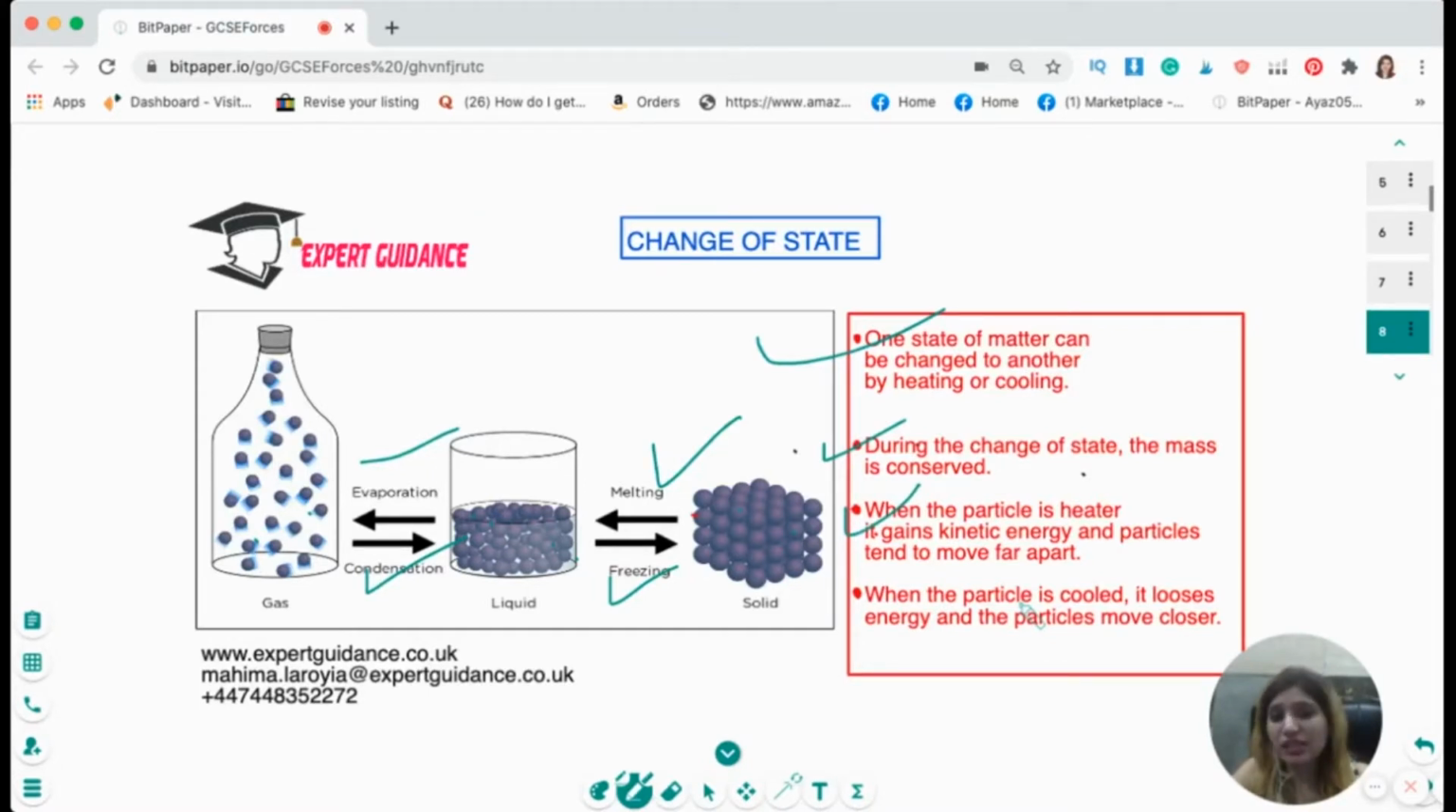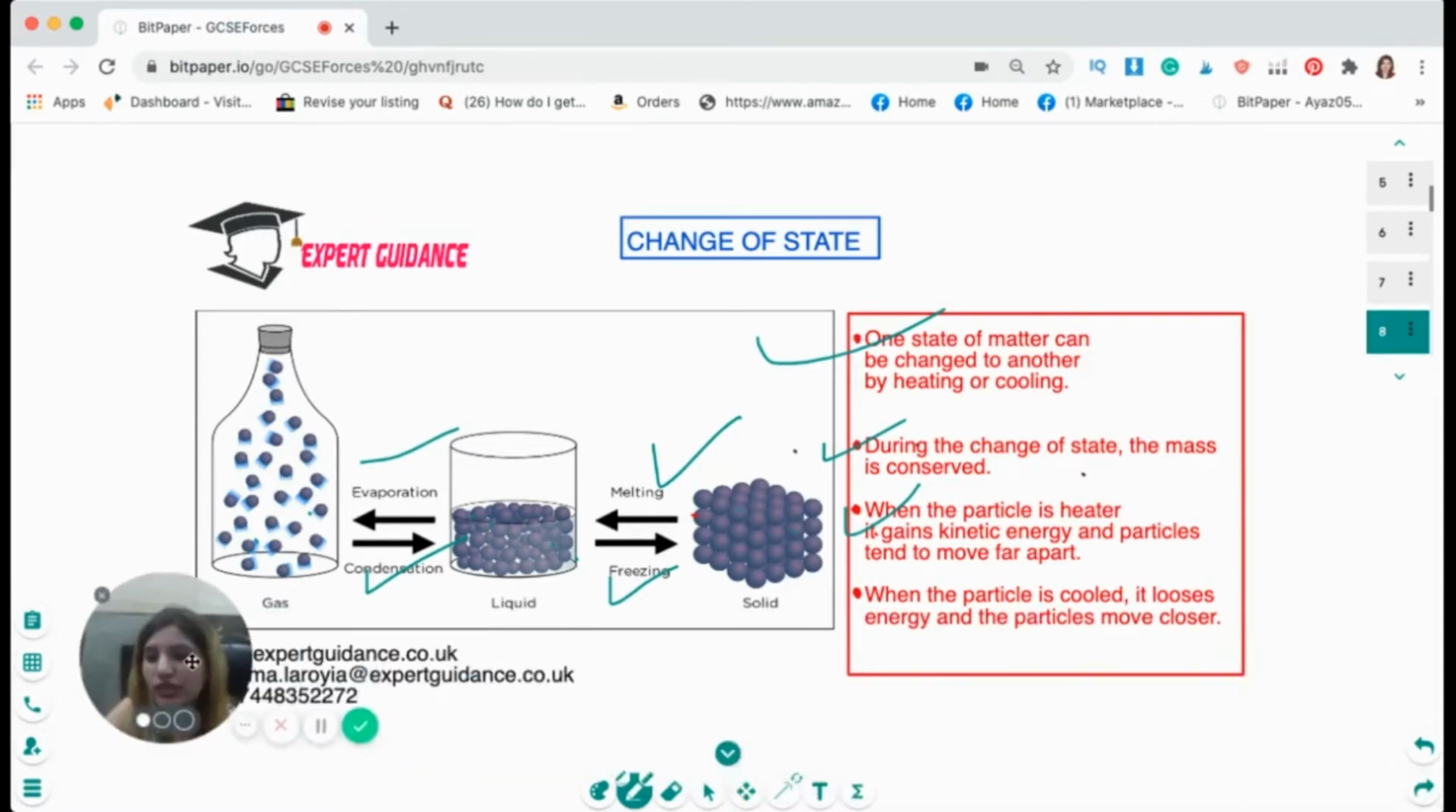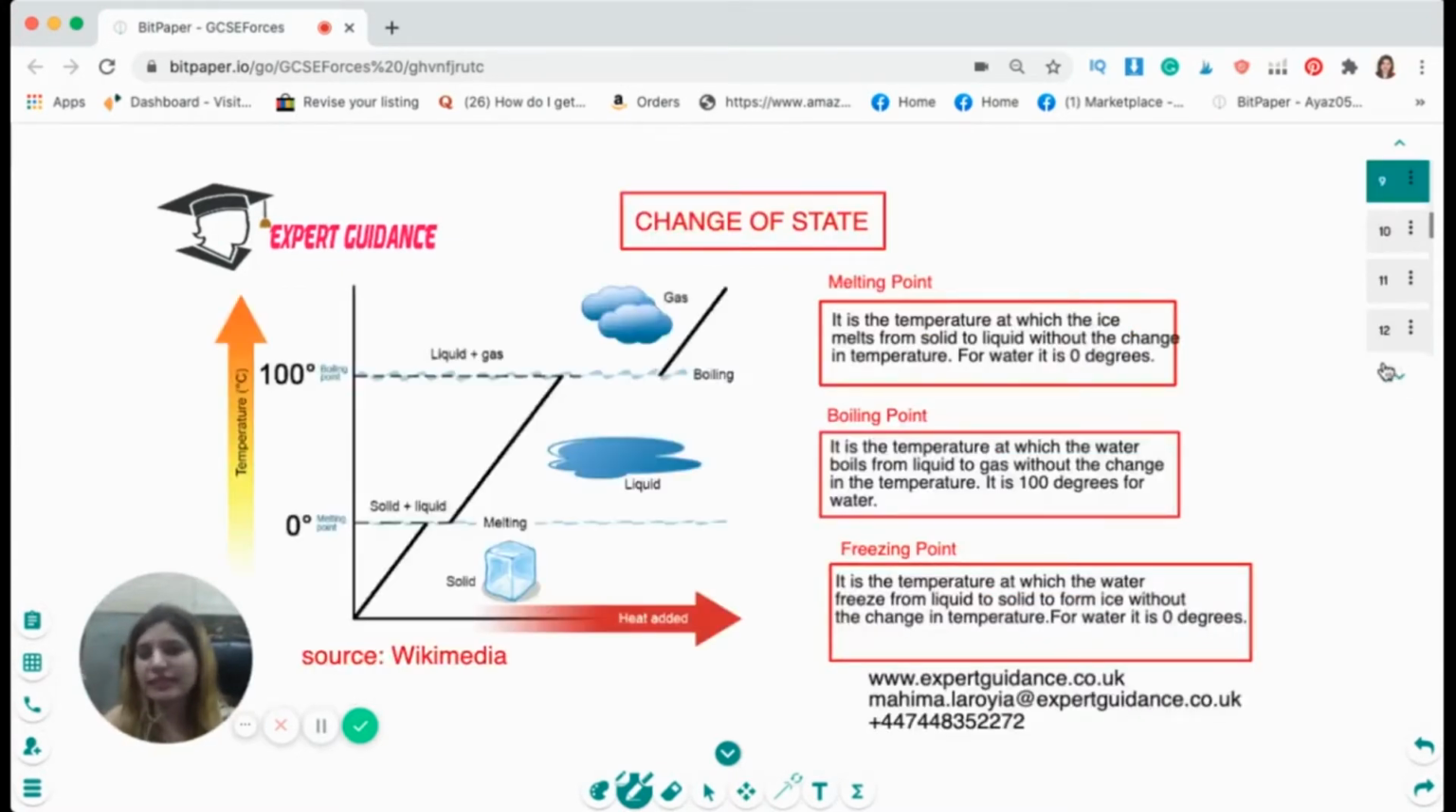In the exam, they can ask you a question like, what happens when you heat a solid? So when you heat a solid, you have to say that the particles gain kinetic energy, and when they gain kinetic energy, particles move away from each other, and then they escape that attraction and convert from solid to liquid. Okay, so I hope this concept of change of state is clear to you.